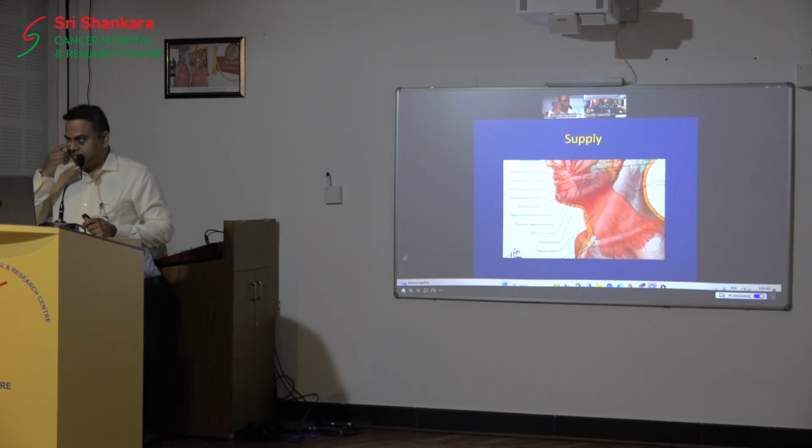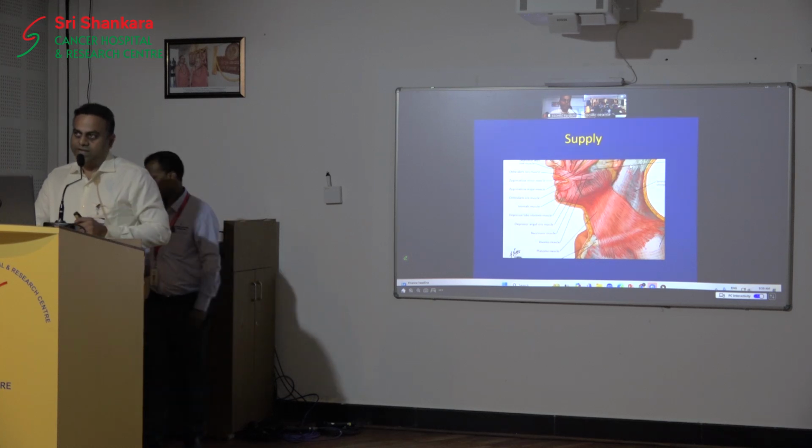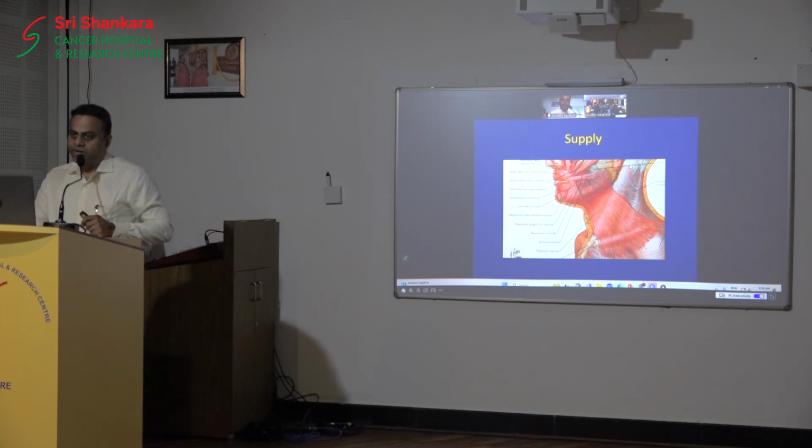Now, what is the main supply of this marginal mandibular nerve? It usually supplies the depressors of the lip, the depressor labii inferioris muscle and the depressor anguli oris muscle. Apart from it, it supplies the mentalis, whereas the cervical branch supplies the platysma.